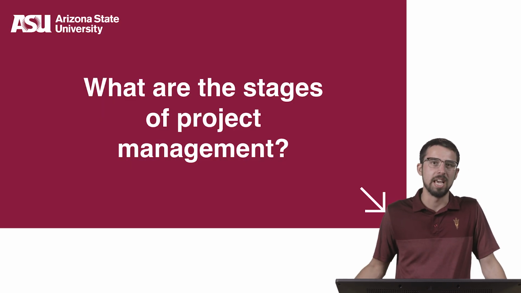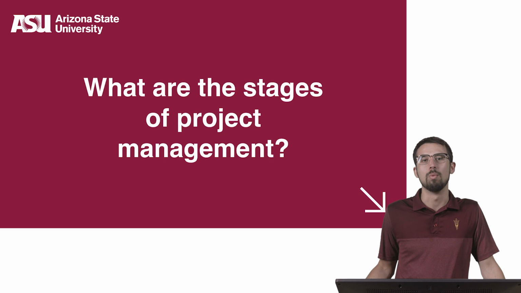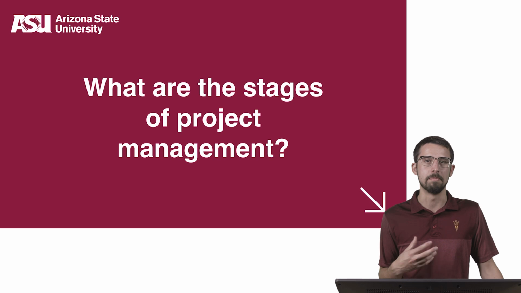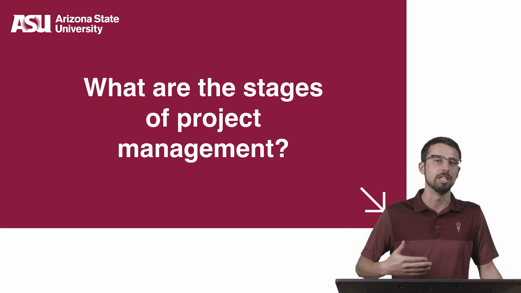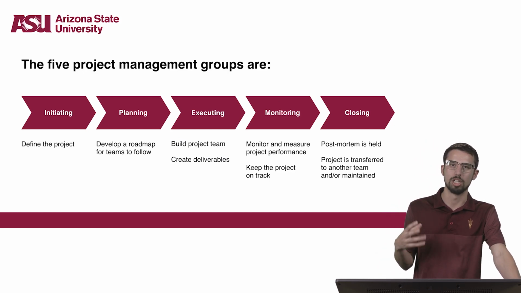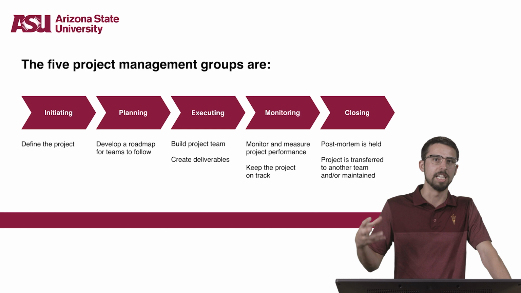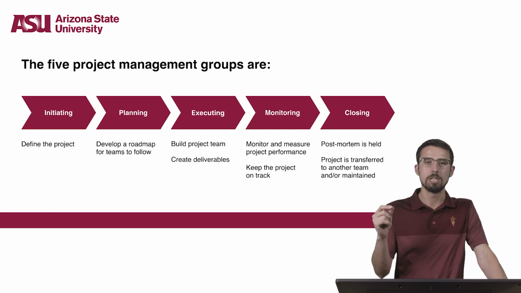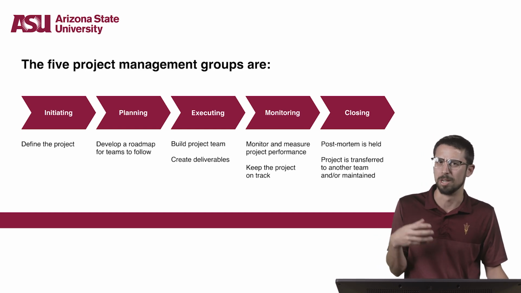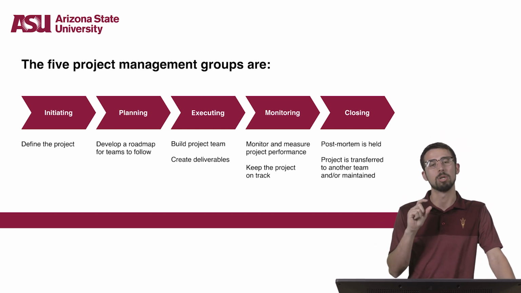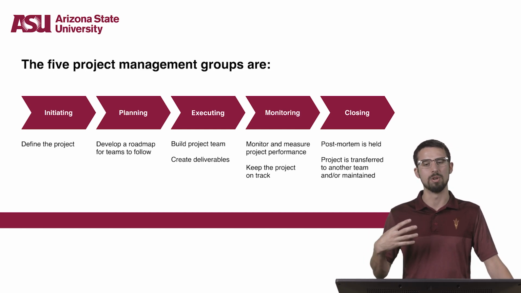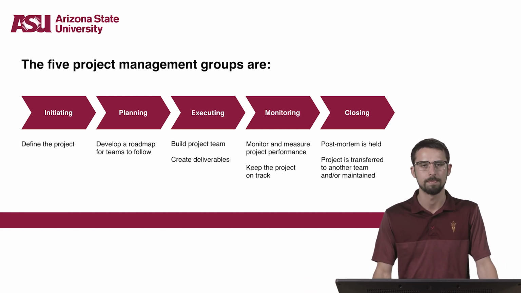Now that we have a handle on what a project and what project management is, we can start going deeper into some of the basics, such as the various stages of project management. There are really 5 project management groups or stages, and number 1 is initiating, and the goal of this phase is to really just define the project. What is it that we're doing here? And then number 2 is planning, and this phase includes developing a roadmap for everyone to follow throughout the project.